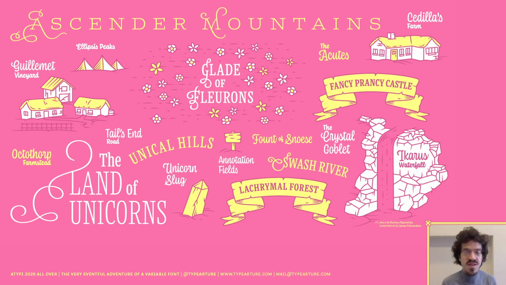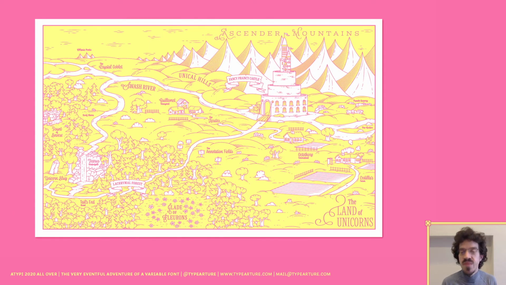Let's now combine these with the things which we already had. And here we go. We have a world. The castle far in the distance, the mountains looming behind, a big river, the Crystal Goblet, running past, meandering down into the forest, down the Icarus waterfall. That feels like a place where a unicorn could live.